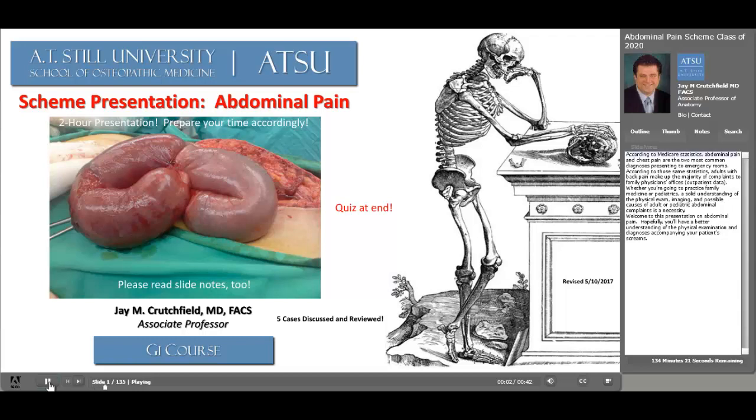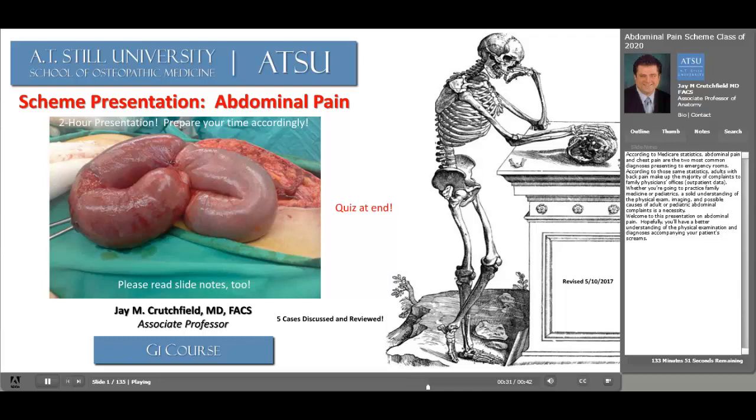According to Medicare statistics, abdominal pain and chest pain are the two most common diagnoses presenting to emergency rooms. According to those same statistics, adults with back pain make up the majority of complaints to family physicians' offices. This is outpatient data. Whether you're going to practice family medicine, pediatrics, or whatever, a solid understanding of the physical exam, imaging, and possible causes of adult or pediatric abdominal complaints is a necessity.